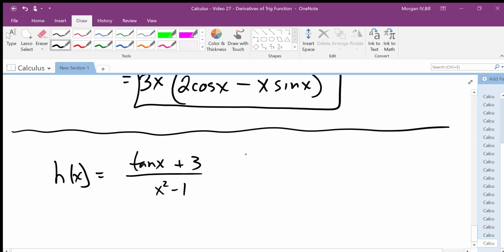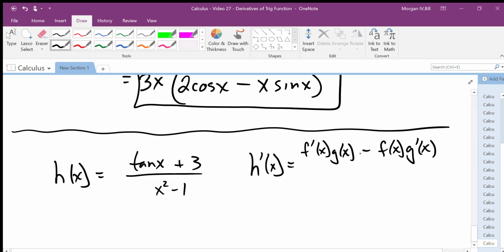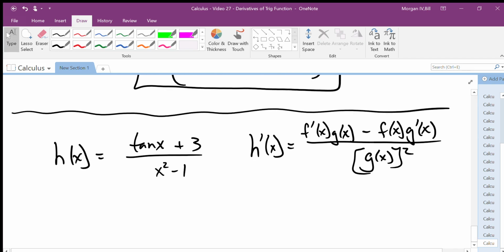The quotient rule for the derivatives: h prime of x is f prime of x g of x minus f of x g prime of x, over g of x squared. So, try it out. Pause the video, come back.